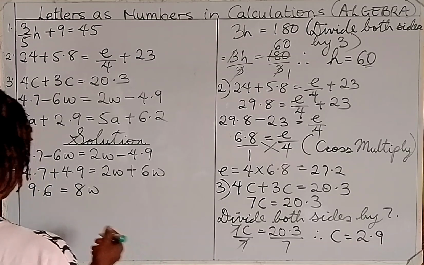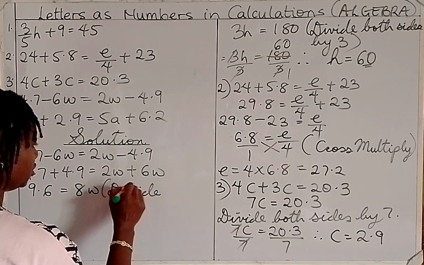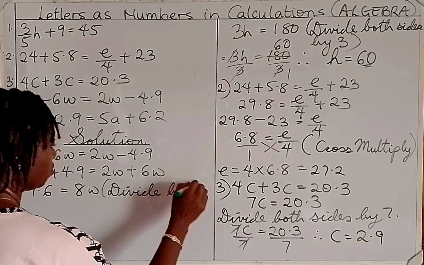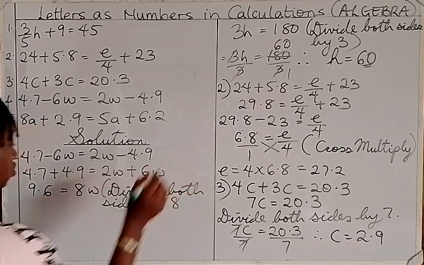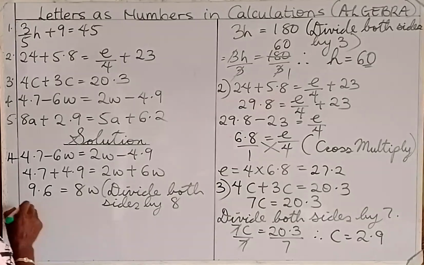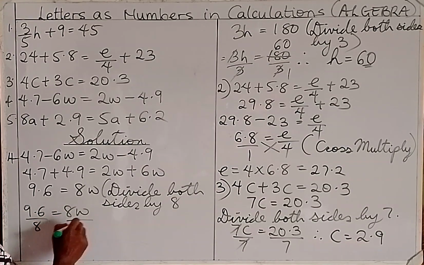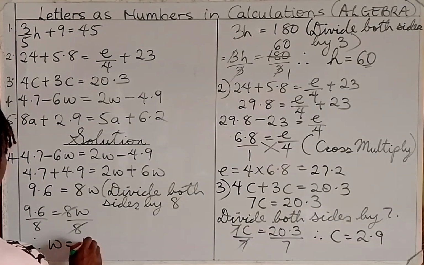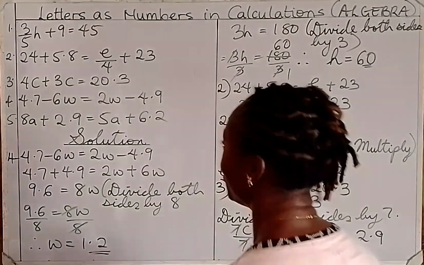Then we divide both sides by 8 to get the value for w. So we have 9.6 divided by 8 equals 8w divided by 8. Right? 8 cross out 8. Therefore, w equals 9.6 divided by 8 is 1.2. And that's the final answer for question 4.